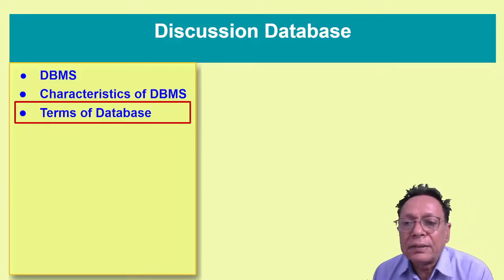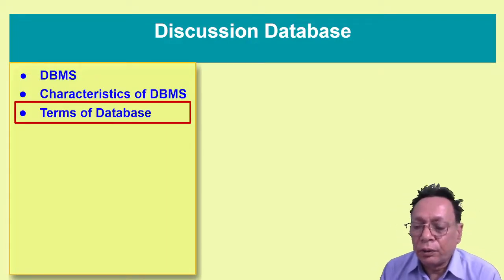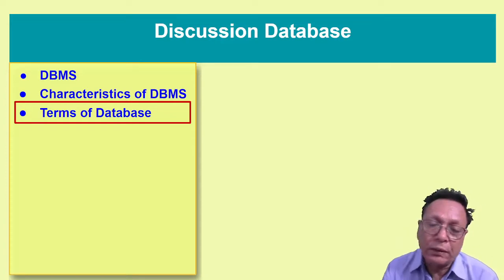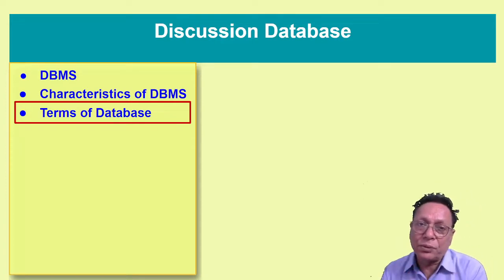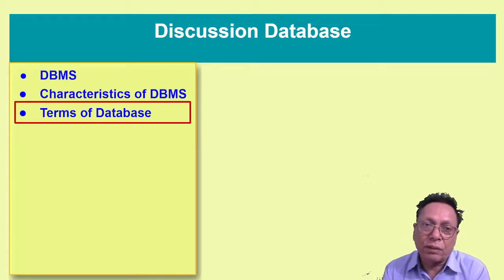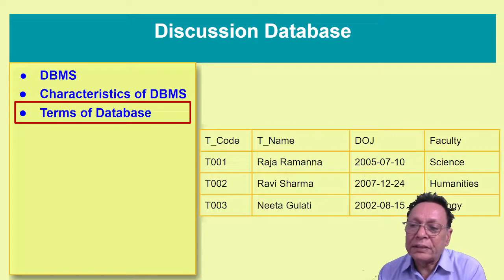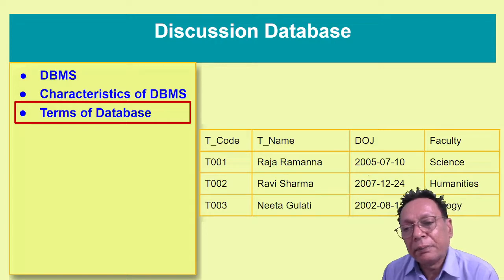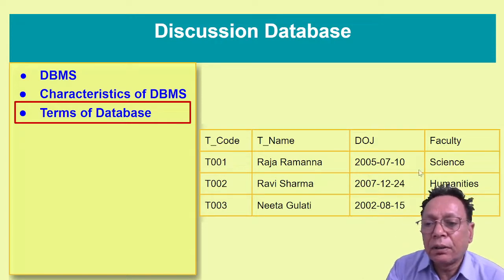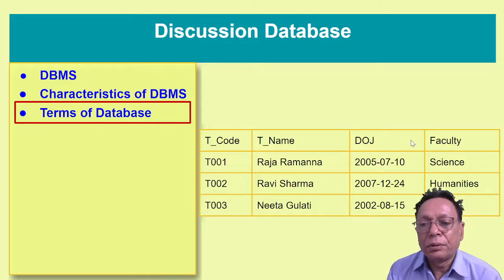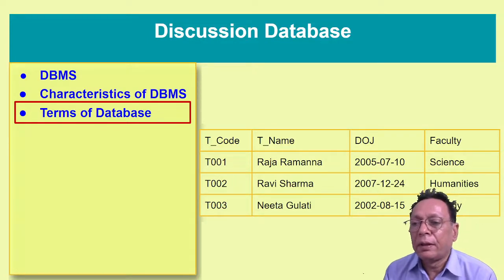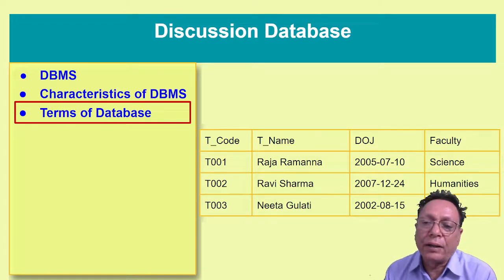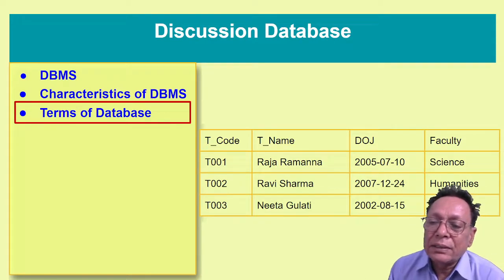So here in this slide, you will notice that we are going to process the data, and the data is stored in a structure which is known as a table. Here, this is a table. T code is the field name. The first row is the header row: T code, T name, DOJ, and faculty. T code means teacher code, T name is the teacher's name, then date of joining, and faculty. The top row is the header row, and basically they are known as the columns.